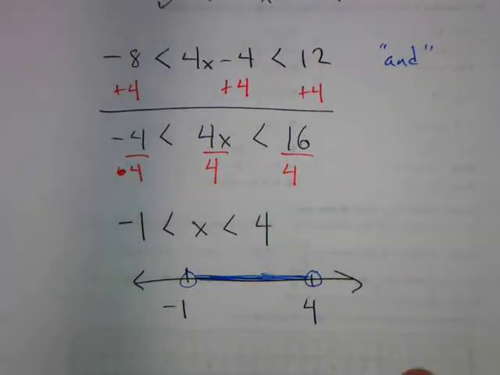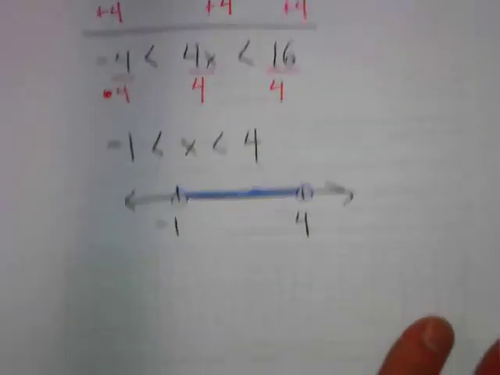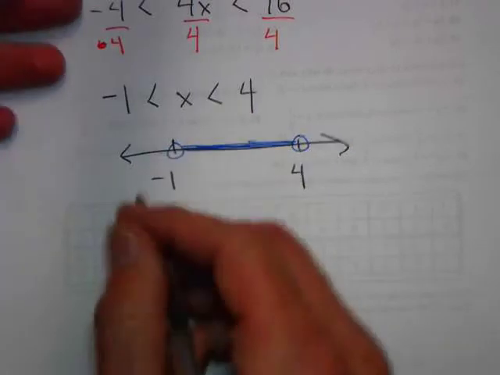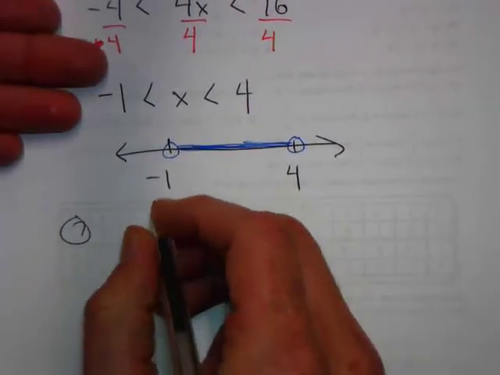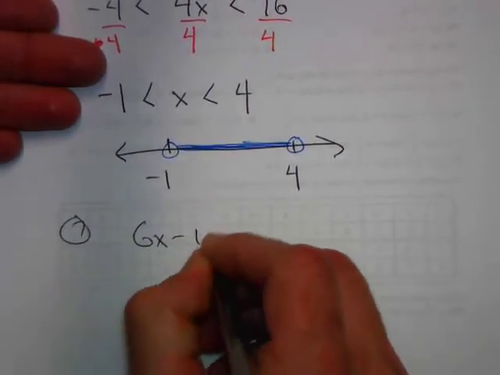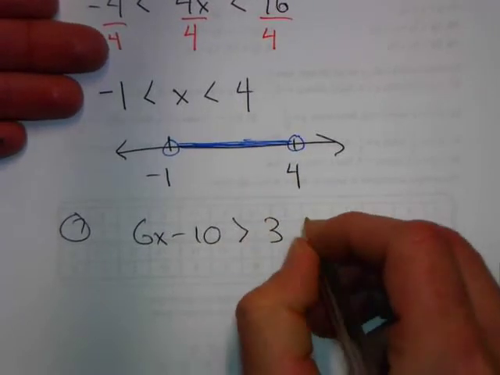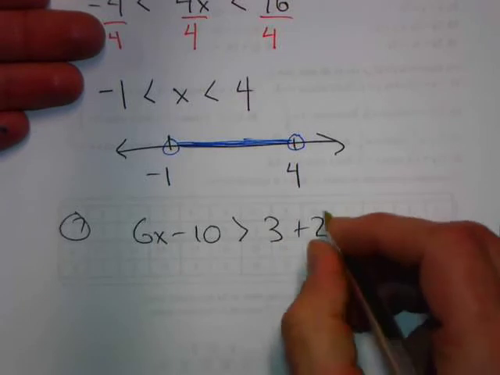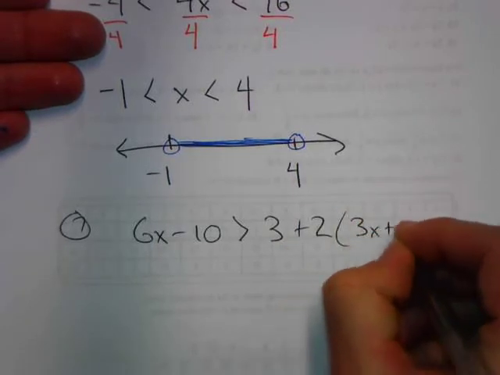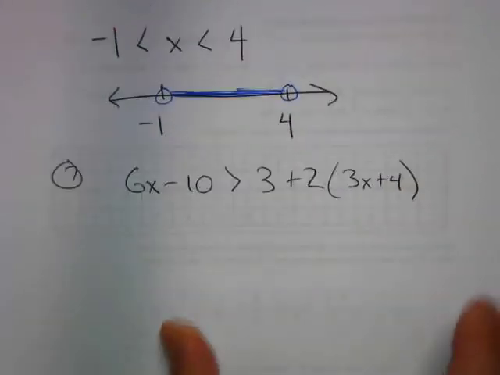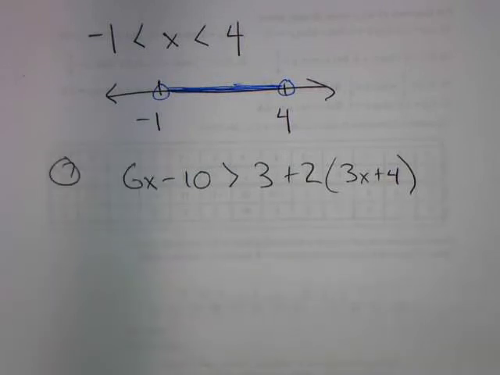And now we look at number 7 to see, well, what's going to happen with something a little bit more complicated. So with number 7 on the practice test, we have 6x minus 10 being greater than 3 plus 2 times 3x plus 4. And so we're going to talk about what are the concepts here because we're dealing with an inequality. So remember, we're going to simplify first.